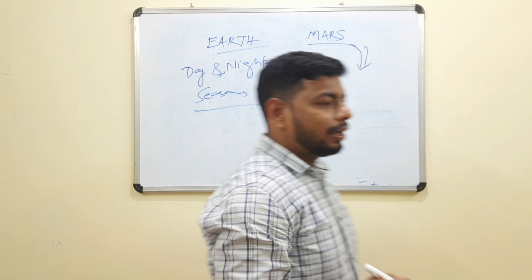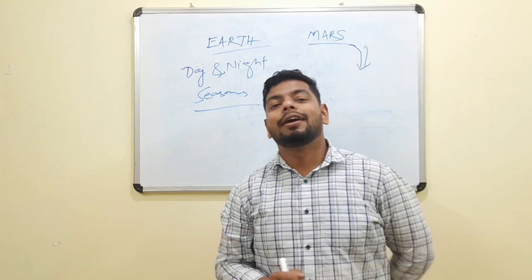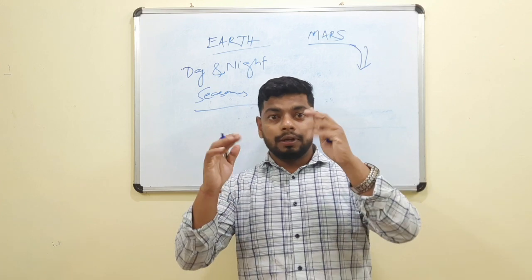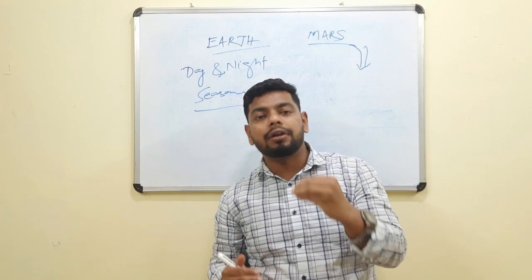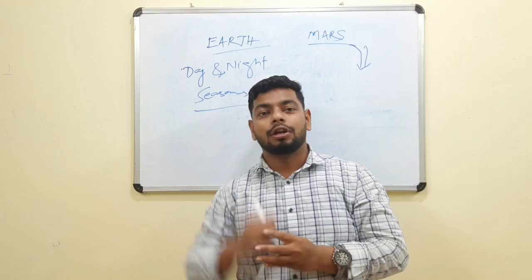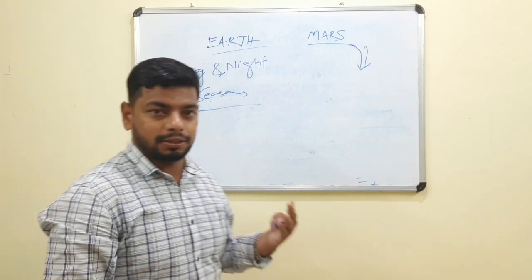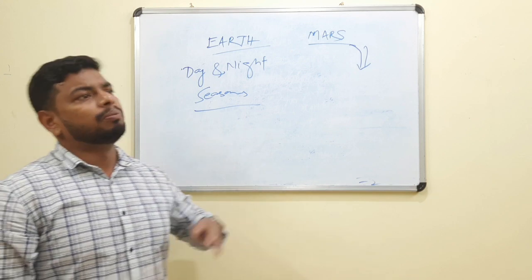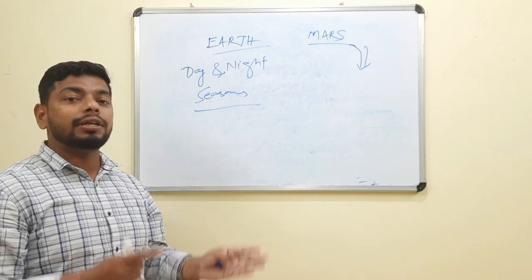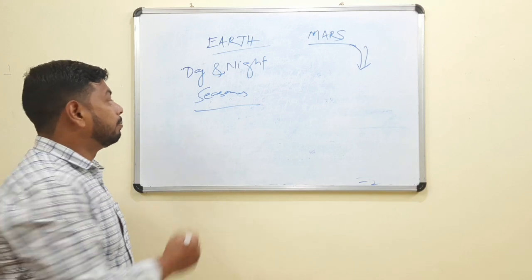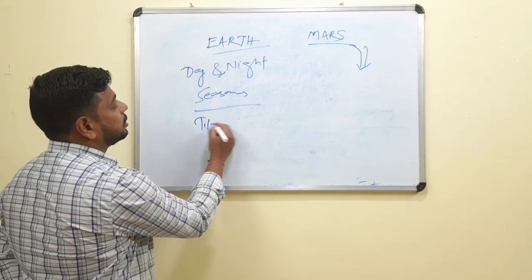We also learned that certain parts of the earth, the North Pole and South Pole, do not experience various seasons. Okay, they experience around 6 months of winter season and around 6 months of summer season. Why so? Because of tilt.